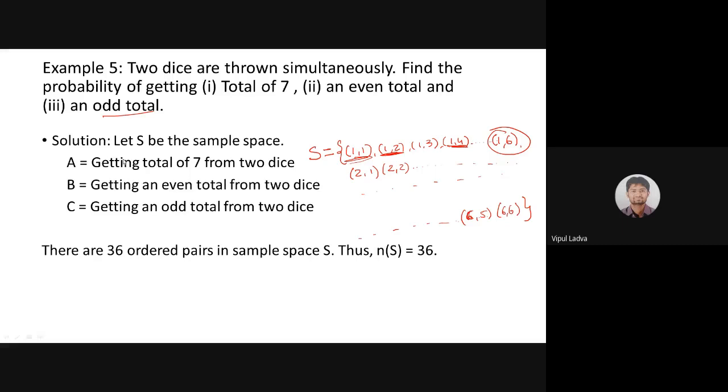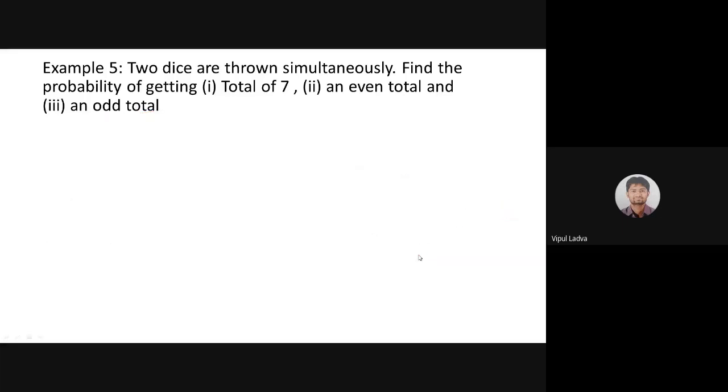We need to mention our sample space. Let S be the sample space, and we are labeling 3 different events. First is the total of 7. So A is the event of getting a total of 7 from 2 dice, B is getting an even total, and C is getting an odd total from 2 dice. There are 36 ordered pairs in the sample space, so the sample space will contain 36 elements.